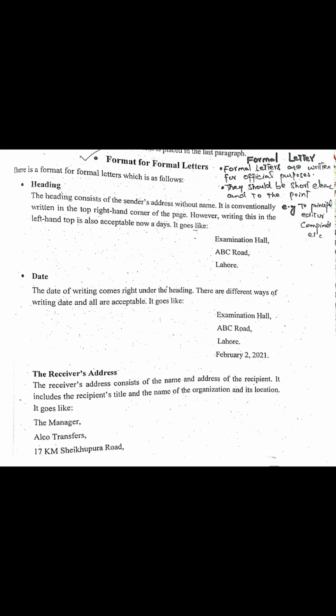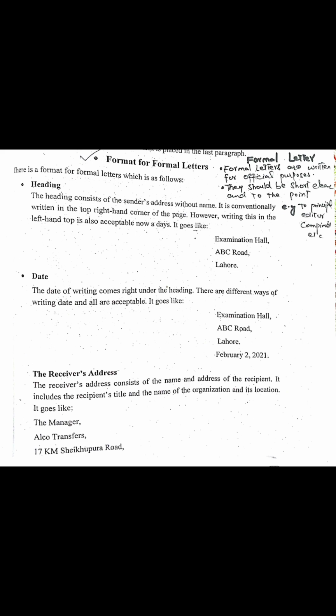First of all, we will see what is meant by formal letters. Formal letters are written for official purposes. They should be short, clear and to the point. Means you have to notice 7 C's of communication skills in writing a formal letter. If we take example of formal letters, suppose you write a letter to your principal for sick leave or an urgent piece of work or anything, or you write a letter to newspaper editor or any company, etc. All these letters are formal letters because they are written for official purposes.